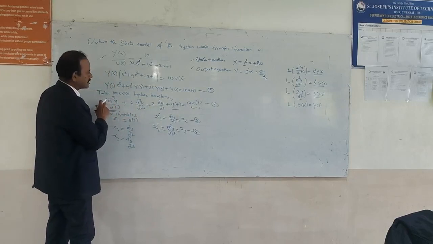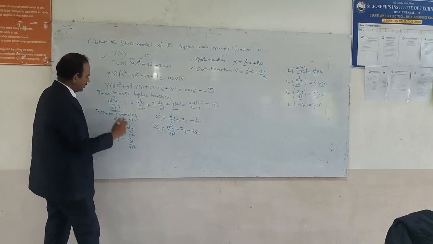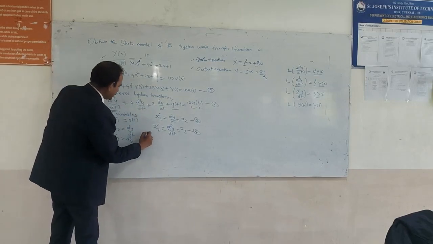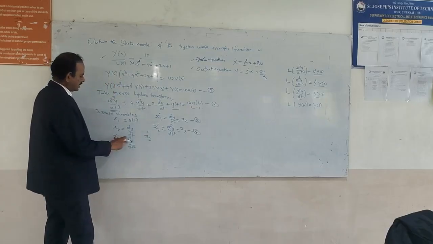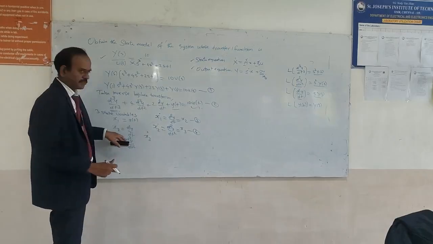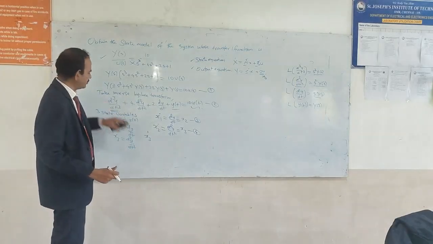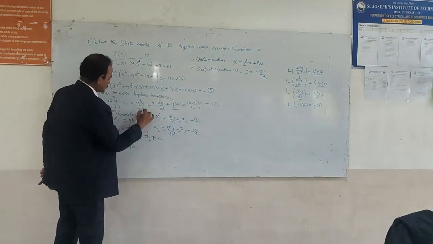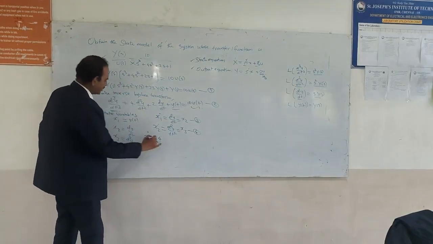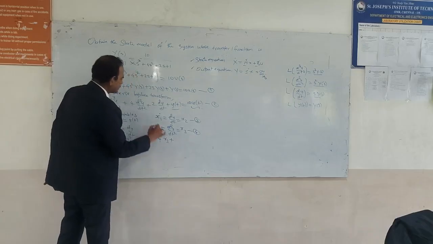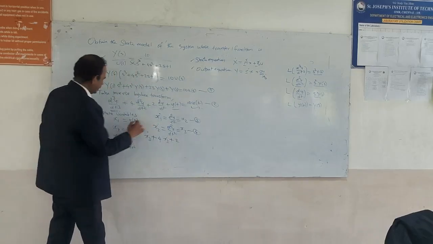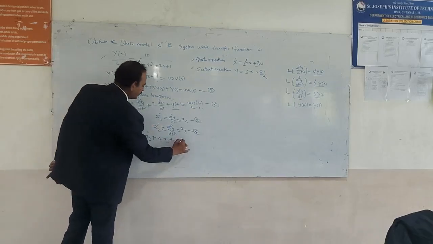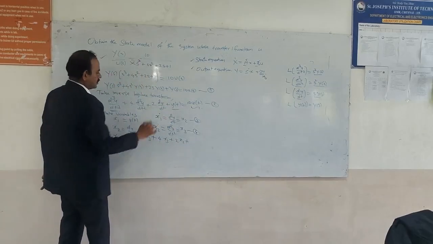So make this equation for x3 dot. d cube y by dt cube is nothing but x3 dot. The derivative of d square y by dt square is d cube y by dt cube, that is x3 dot, plus 4 into d square y by dt square. d square y by dt square is nothing but x3, plus 2 into dy by dt. dy by dt is nothing but x2, plus y of t.